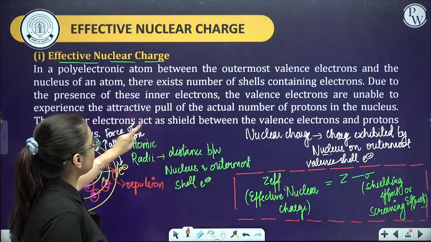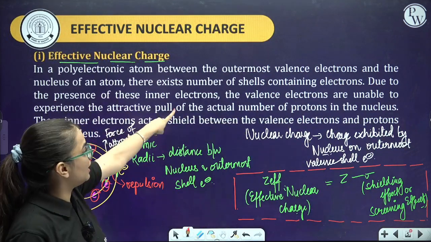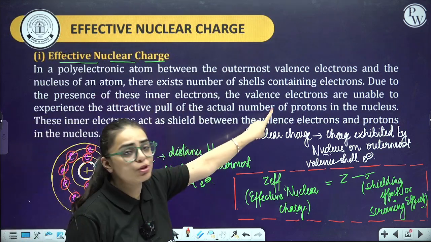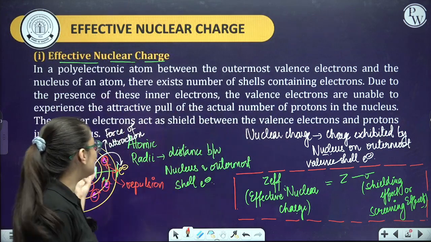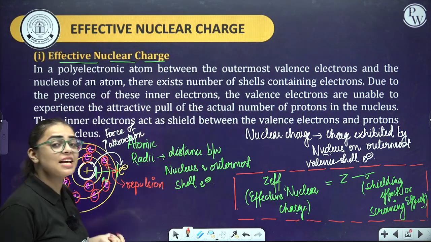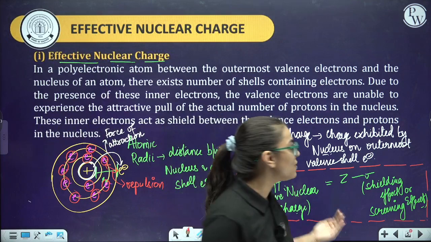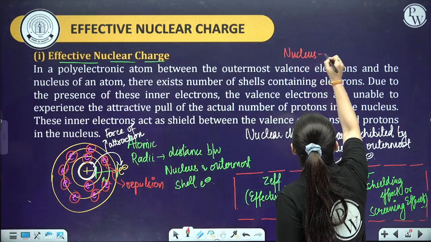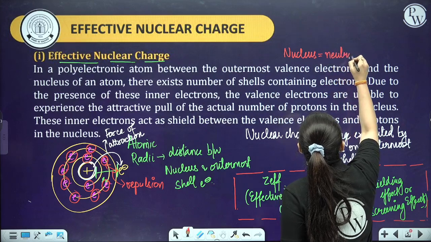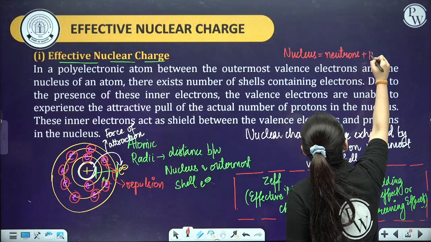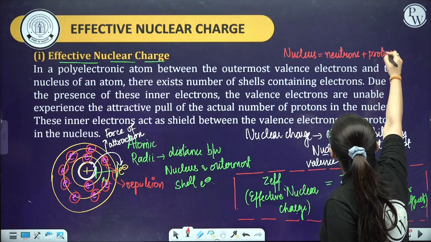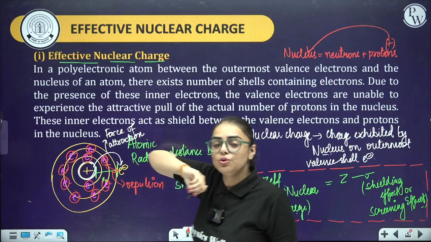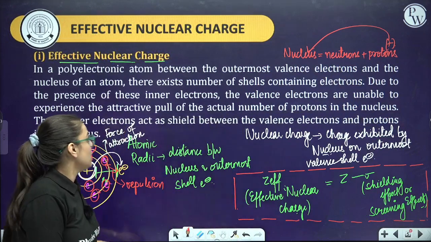See now. Due to the presence of these inner electrons, the valence electrons are unable to experience the attractive pull of the actual number of protons in the nucleus. See, nuclear charge is exhibited by the nucleus, and which kind of charge does the nucleus have? Positive. Why positive? Because you very well know that the nucleus is made up of neutrons plus protons, no? Neutrons are neutral in nature, but protons are positive in nature. Due to this, the nucleus has a positive charge. So that is what it is saying.